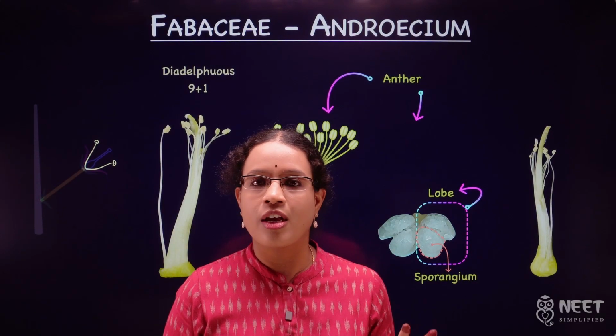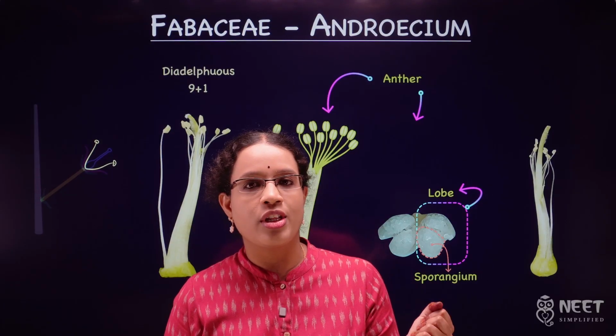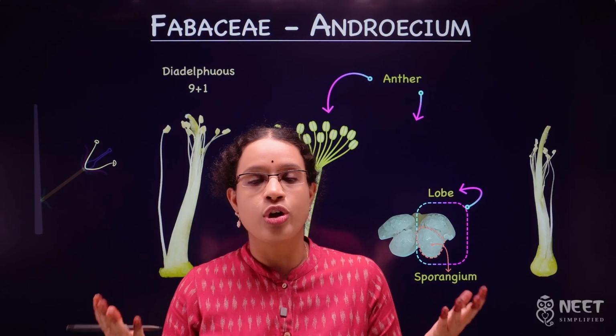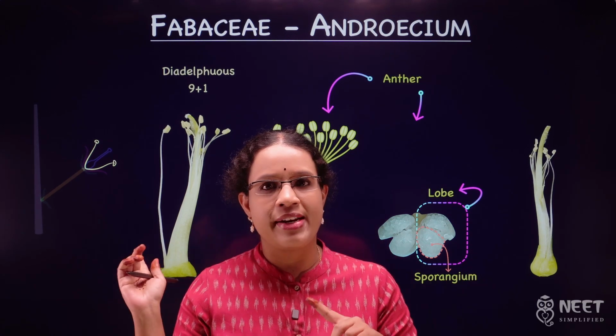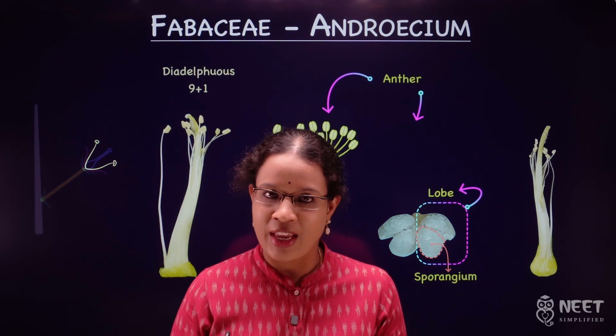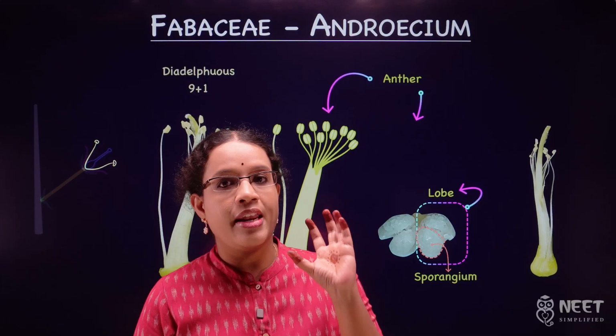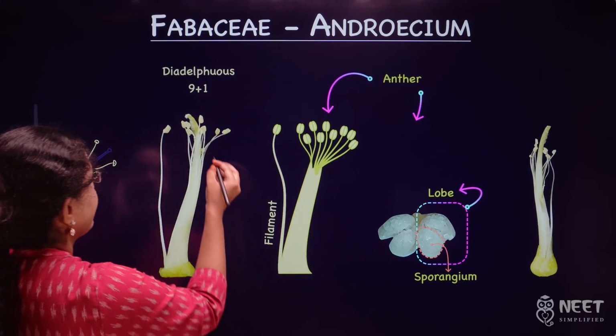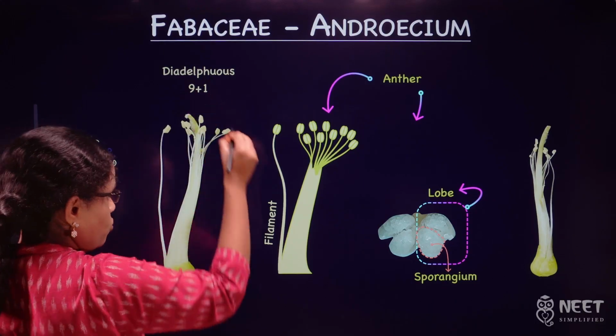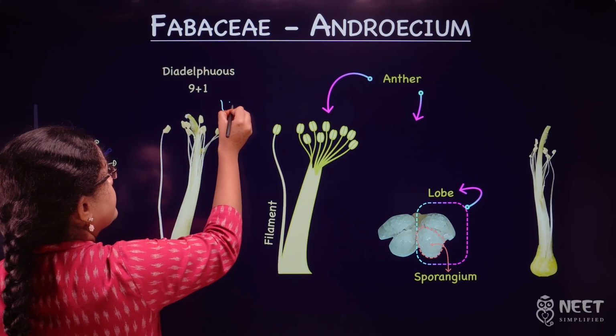Now coming to the Androecium. Previously, when we were talking about Malvaceae, we understood that the stamens form a tube, a staminal tube. Yes, you're finding something similar here as well. But let me tell you here, the number is definite. We can remember the number to be 10. That is 9 plus 1. We have 10 stamens.